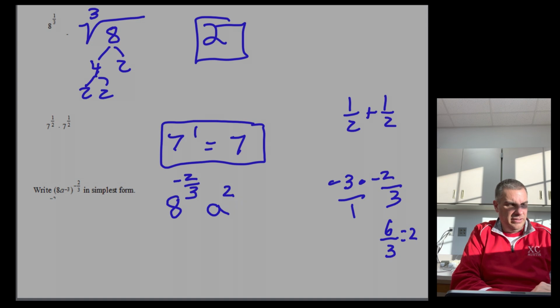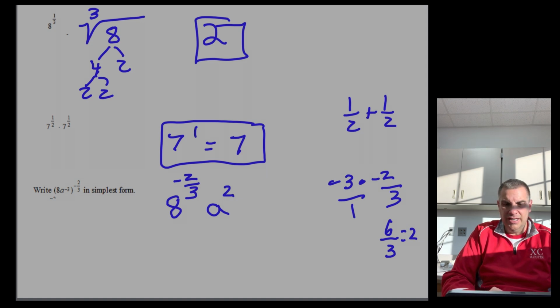So on a calculator, clear, I'm going to hit 8, and then caret, and then inside parentheses, negative 2 divided by 3. And that gives you 0.25. So you could say it's 1/4 a squared, which is equal to a squared over 4.